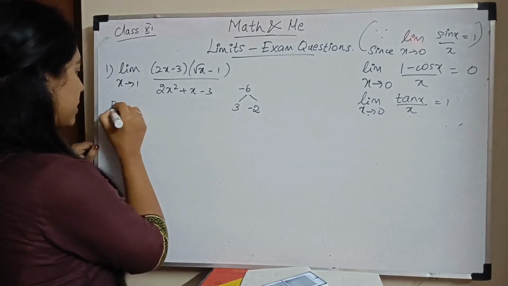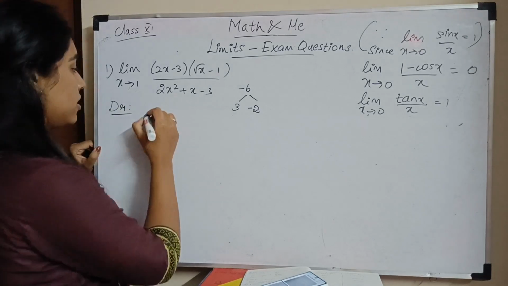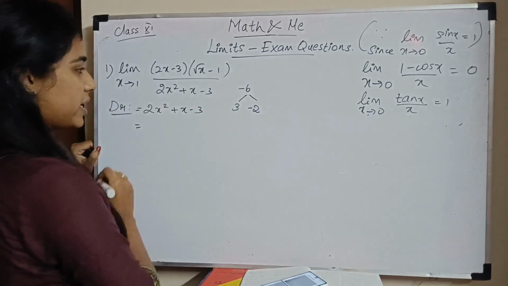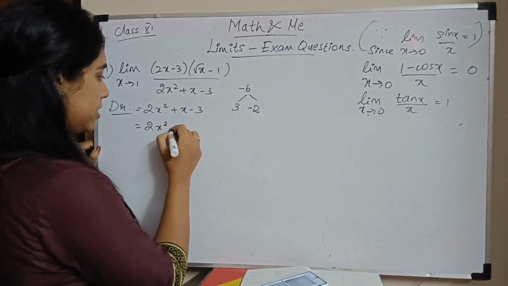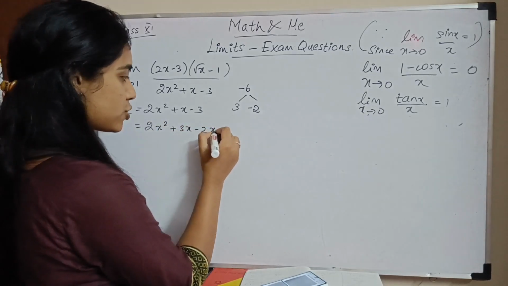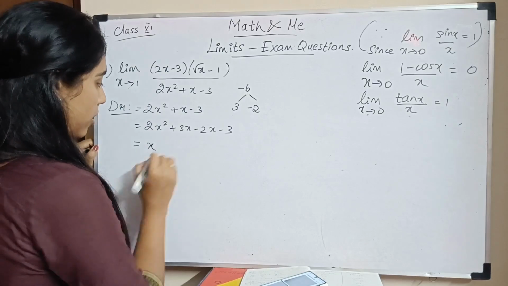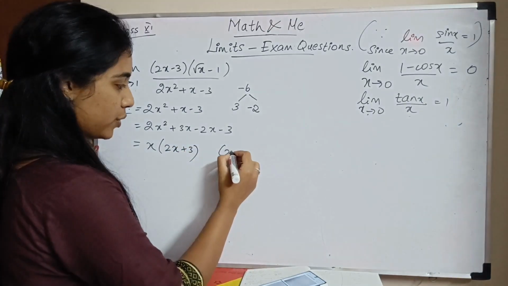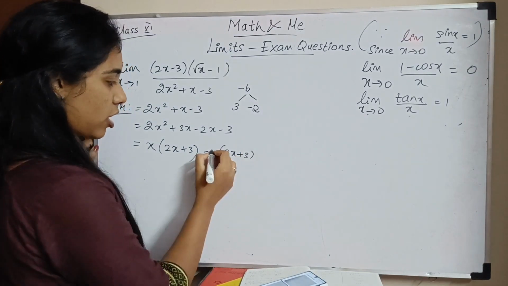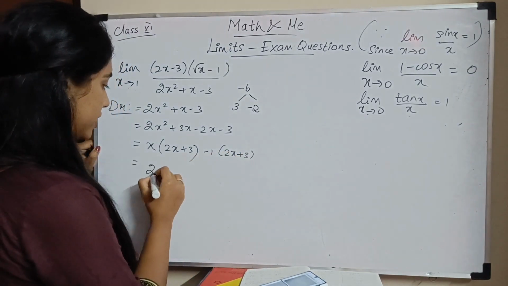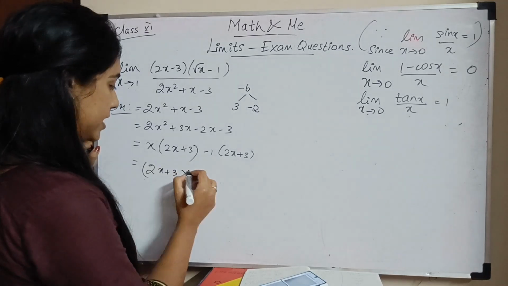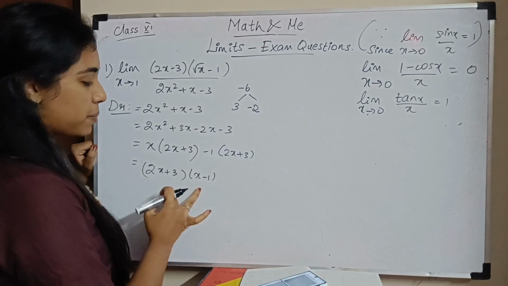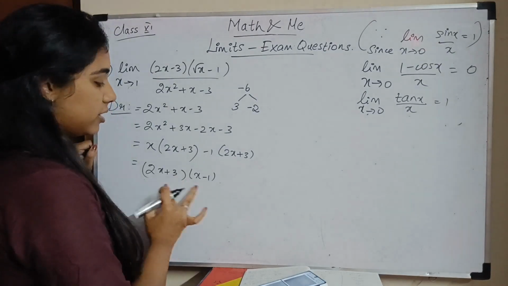So how do you split? I'm writing dr, which is the denominator. So 2x square plus x minus 3 can also be written as 2x square plus 3x minus 2x minus 3. So taking x common, first termல, so you have 2x plus 3. இங்கேயும் you need 2x plus 3. So எது common? Minus 1. So இந்த இடத்துல என்ன வருது? 2x plus 3 into x minus 1. So basically denominator நம்ம split பண்ணா we get 2 factors.